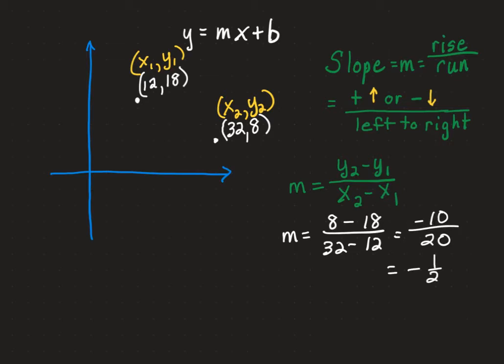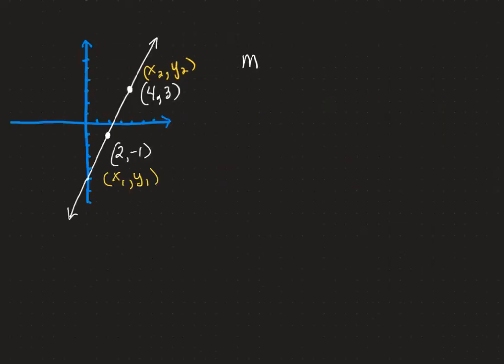So if we were to go down 1 and over 2, and down 1 and over 2, and down 1 and over 2, we would wind up at points on that line. And eventually we would wind up at (32, 8), and we could continue. Here's another example for you. Pause the video for a moment to see if you can calculate the slope.